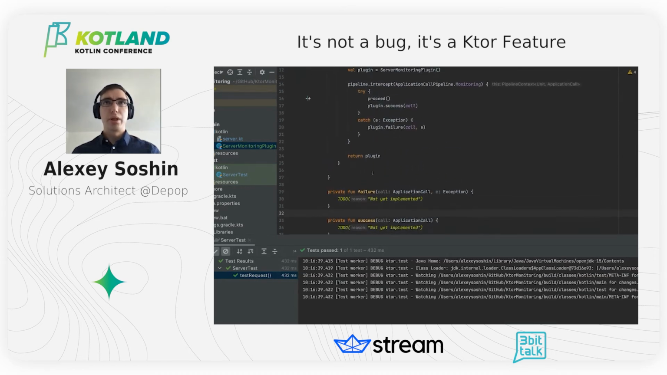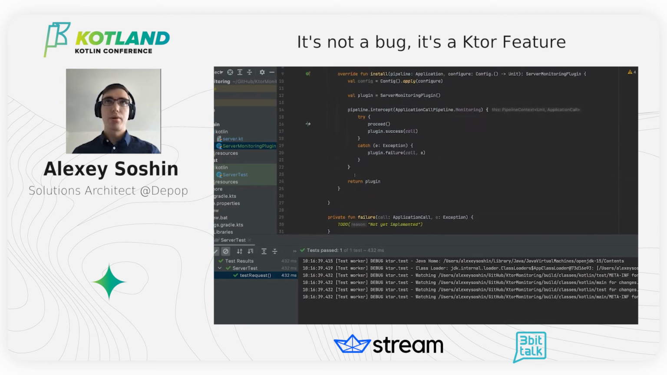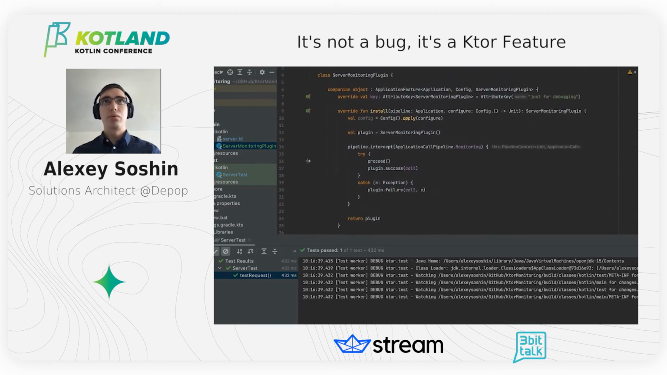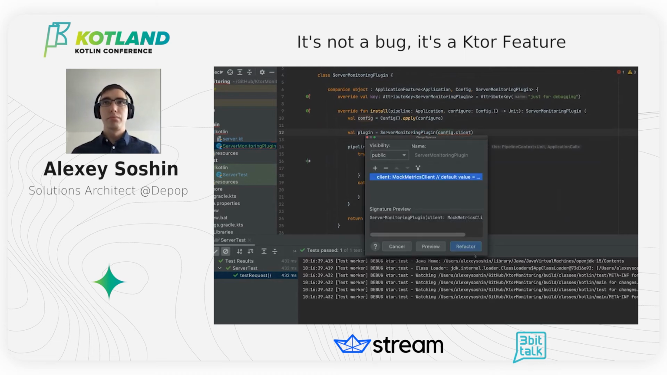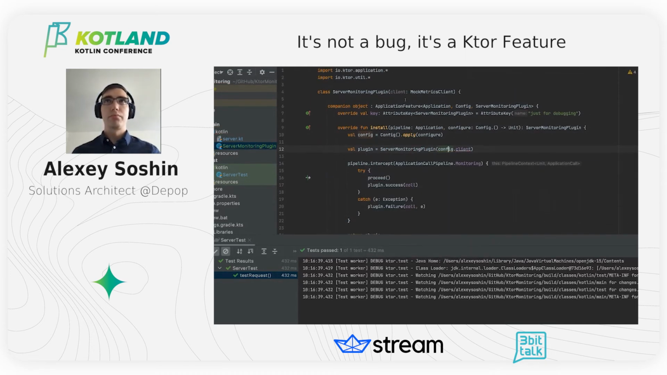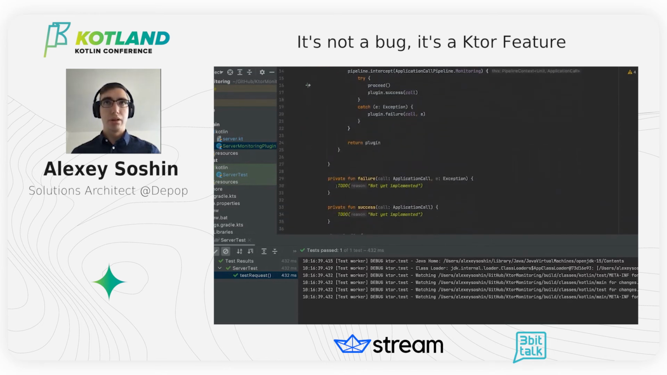Now let's see how we can implement those. So we want to access the config, and we want to access the client inside the config. Let's pass it to our constructor. Now our plugin has the mock metrics client that we can use.